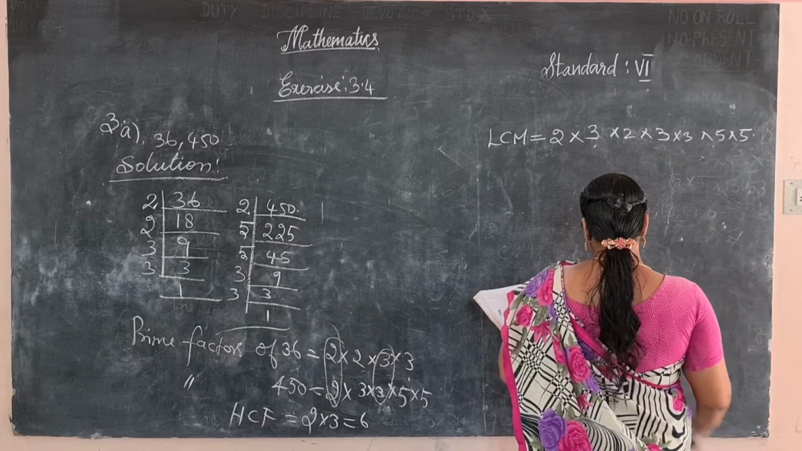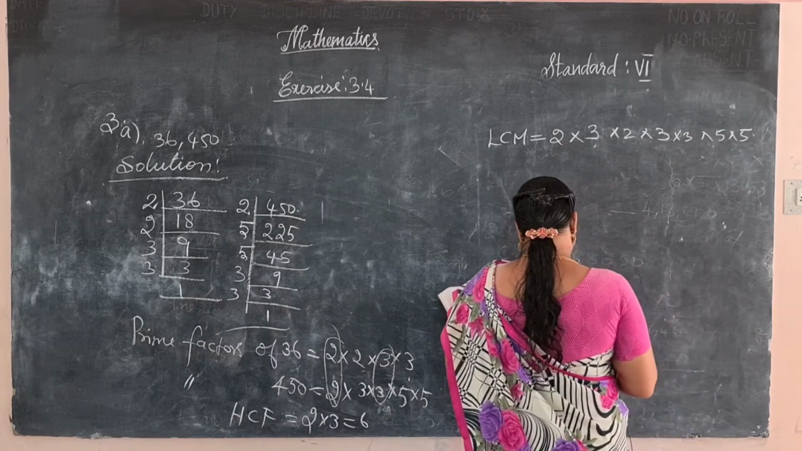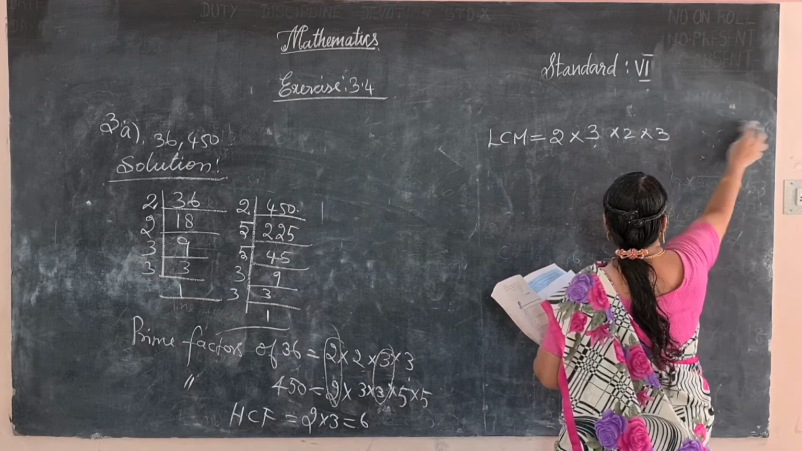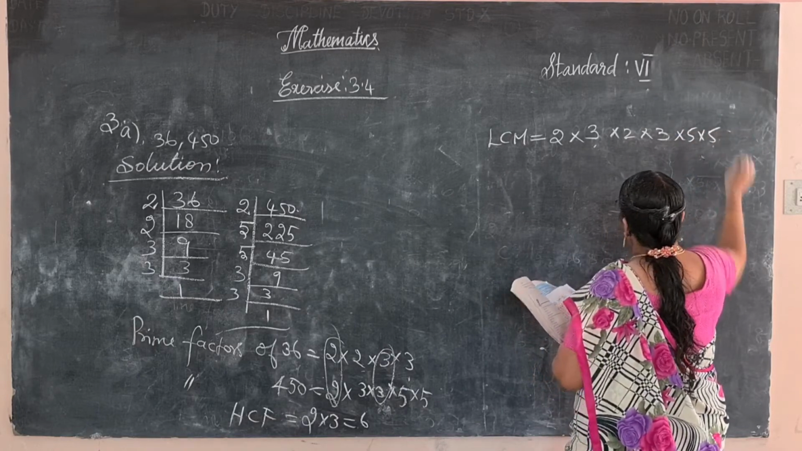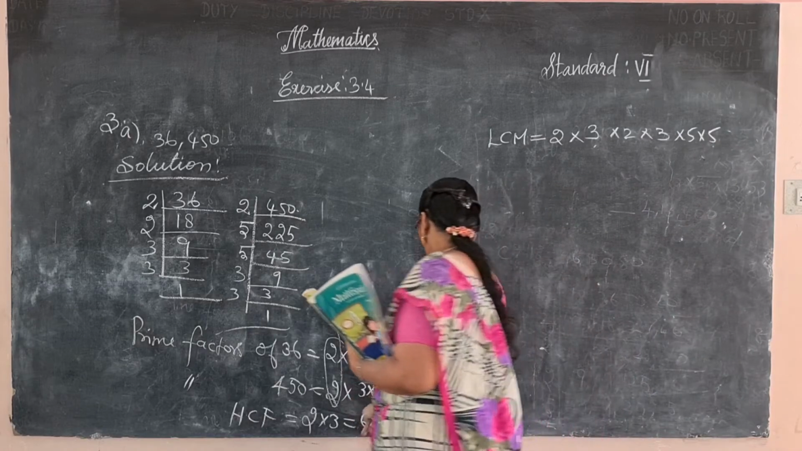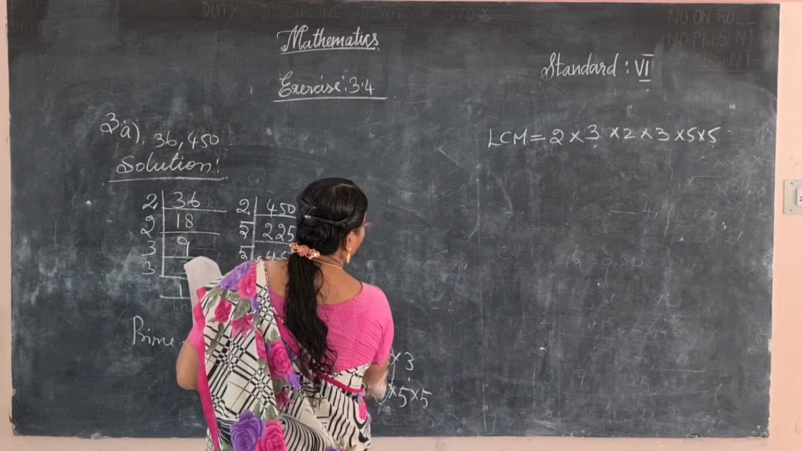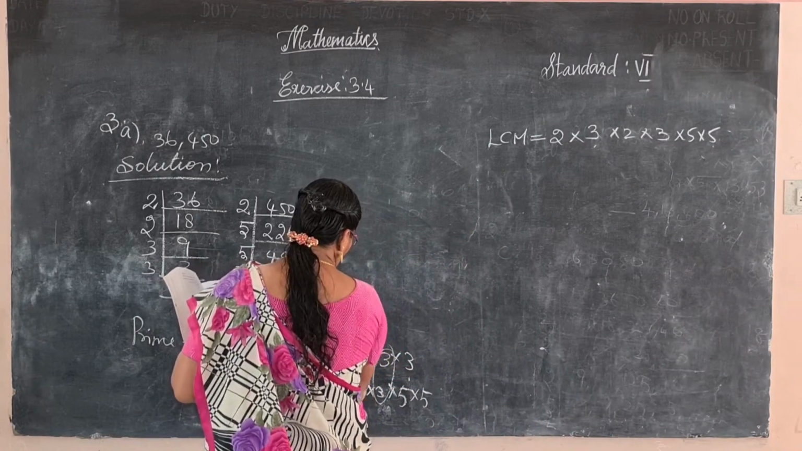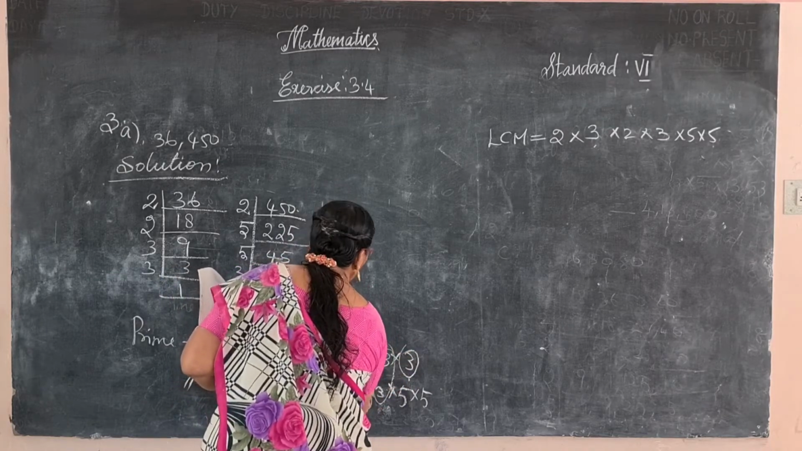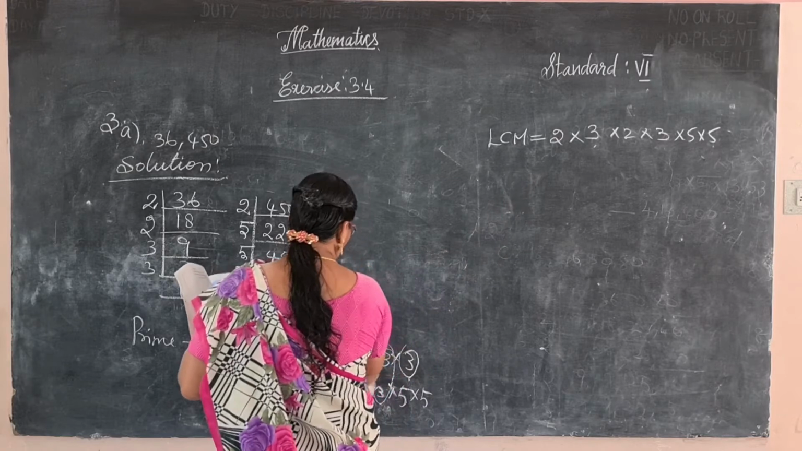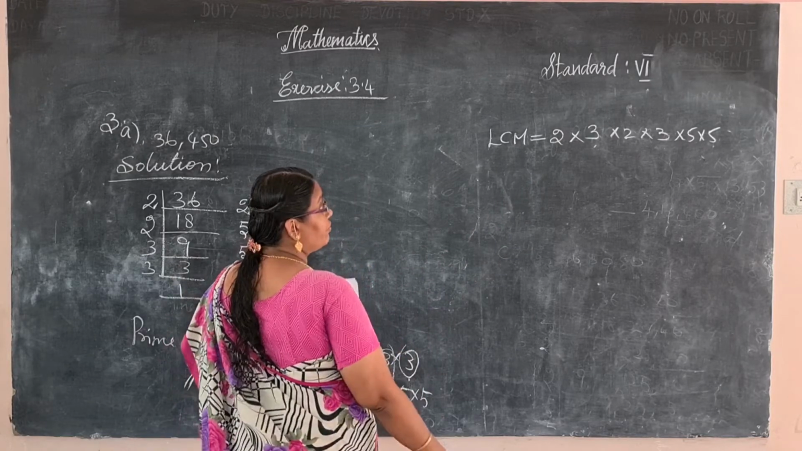2 into 3, already written 3, is it? Okay, one multiple is written. Into 5 into 5. 2, 3, these are the commons first written. Okay, so remaining here 3 is common, so again write 3 and remaining factors 2 into 5 into 5.